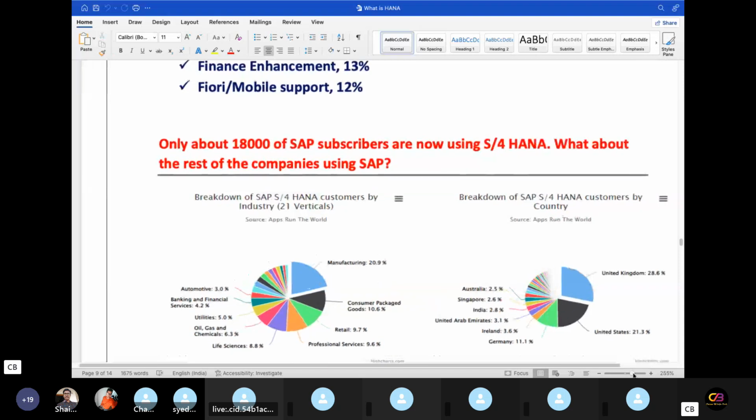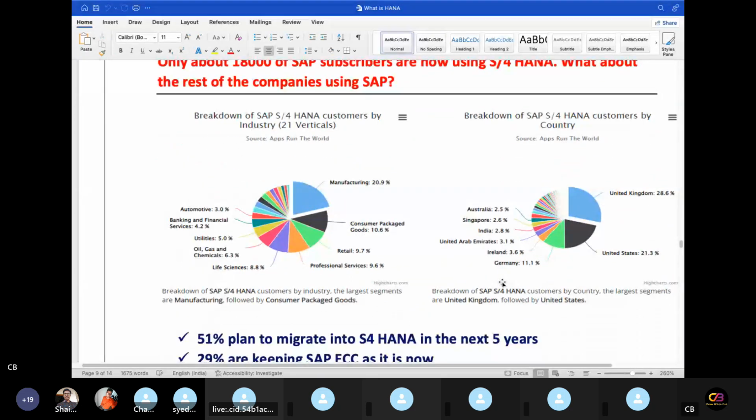So nowadays, if you look at this document, the manufacturing companies using SAP S4HANA 20.9%. Okay, so consumer packaged goods companies 10.6%. Retail 9.7%. Professional services 9.6%. So automotive companies 3.0%. Banking and finance service 4.2%. Utilities 5.0%. Oil, gas, chemical 6.3%. So now you can easily understand that.